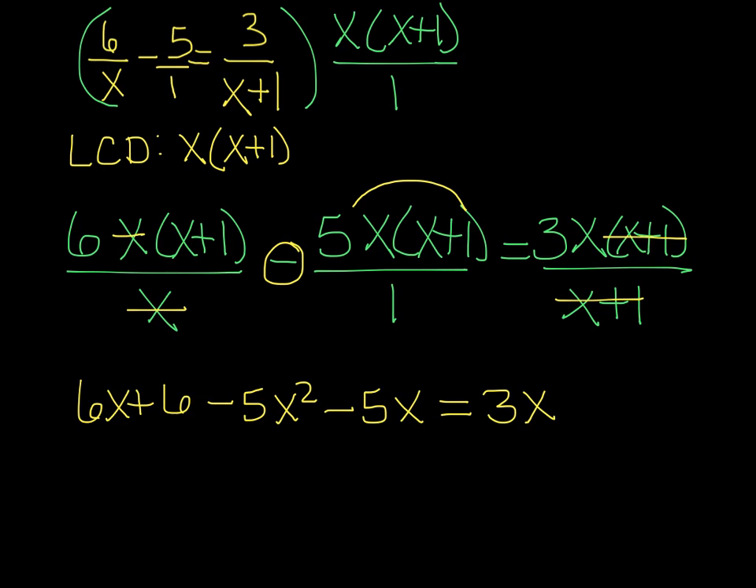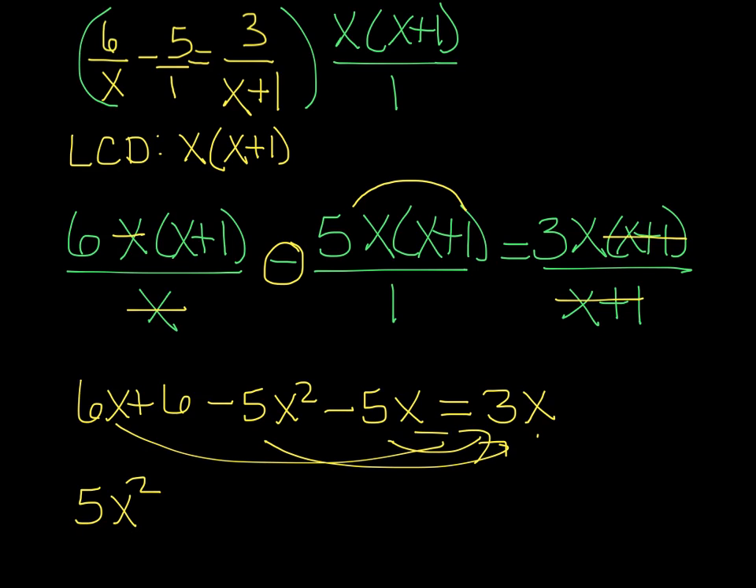So now I have a quadratic. I need to take my quadratic, combine like terms, and set it equal to 0. Since this 5x squared is negative, I'm going to move it over there. So I'm going to say positive 5x squared, and then I'm going to take 3x and add 5x, I get 8x, and then take away 6x, I get plus 2x. And then we'll subtract that 6 over there, and we get minus 6 equals 0.